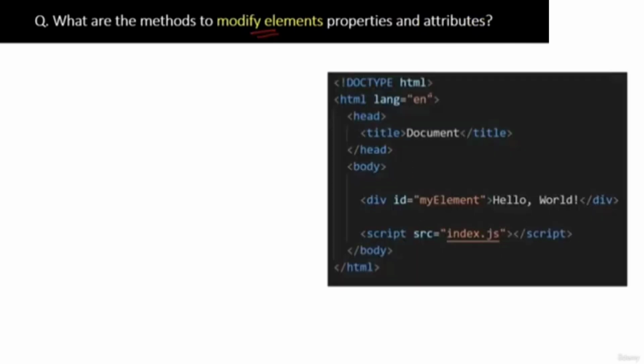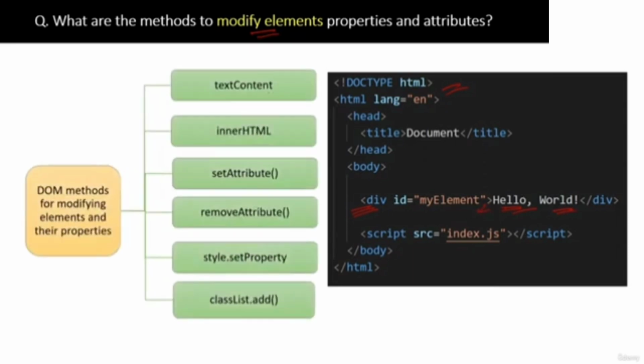What are the methods to modify elements, properties, and attributes? Suppose you have an HTML like this, and inside it, you have this div as the element. Now you want to modify the value of this element, or you want to add a new property for this element. For that, the DOM provides these methods to modify elements and their properties. Here is the list of the methods: textContent, innerHTML, setAttribute, removeAttribute, style.setProperty, classList.add. So I will explain all of them in upcoming questions.